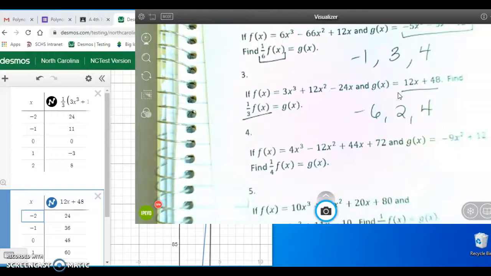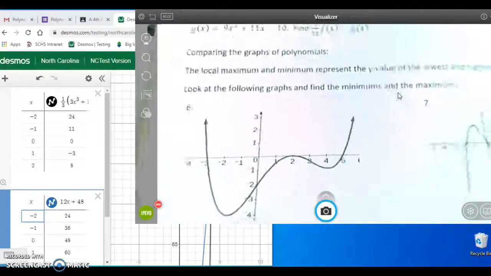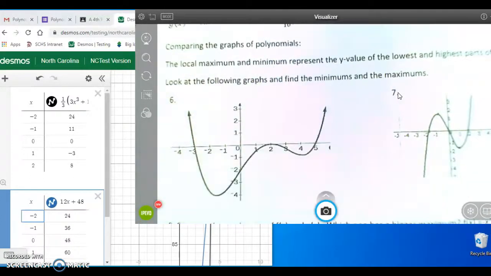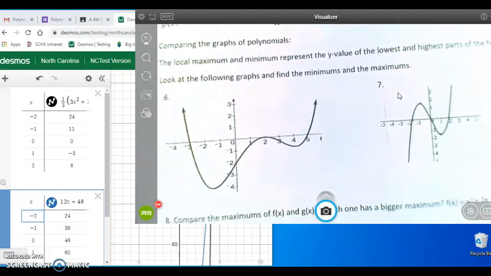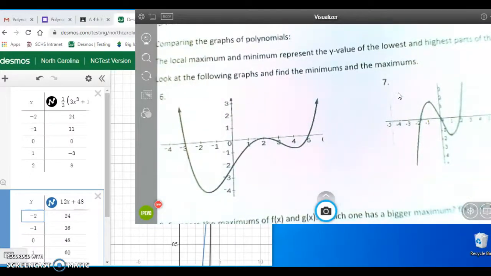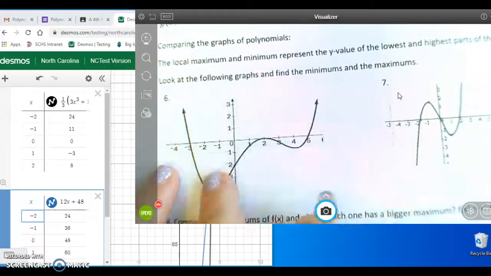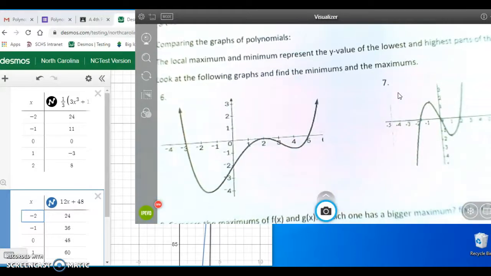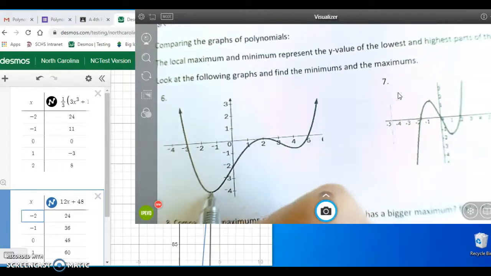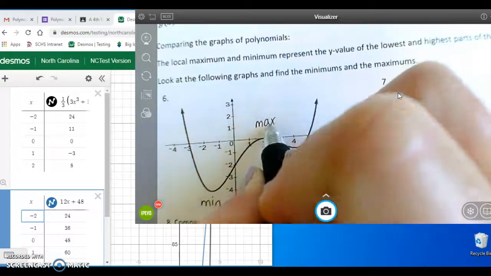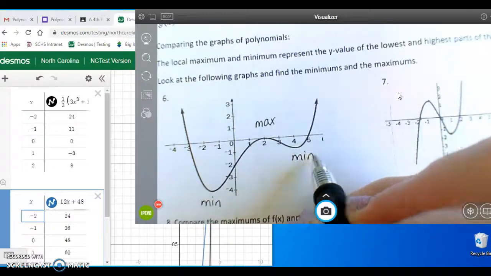Alright, one other thing I want to show you, so I'm going to skip on down to these problems at the bottom. There's something called maxes and mins of a polynomial. When you're looking at this, the graph keeps going forever, up and up. But in the middle of the graph, there are mountains and valleys. If it's a mountain, it's a maximum. If it's a valley, it's a minimum. So I would say that this value down here is a minimum. This value up here is a maximum. This value is a minimum.